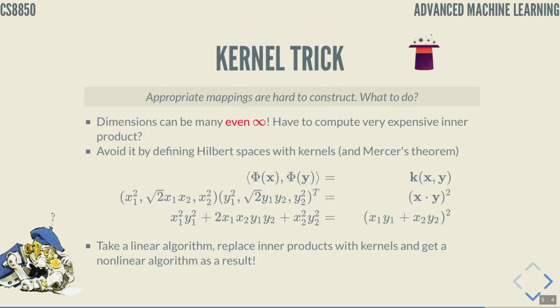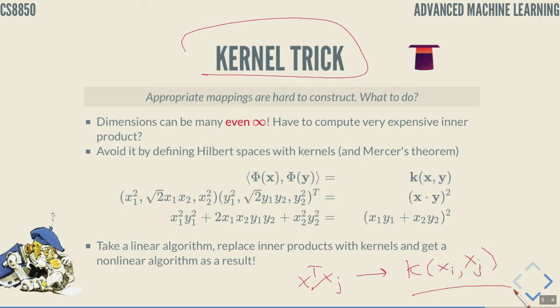If in your linear algorithm you don't have data entering as the data itself, but only as an inner product, then this trick, the kernel trick, would work. Just replace all of the inner products of this form with inner products or kernels now in this form. And magically, you're now operating in the feature space, which is high dimensional and nonlinear.